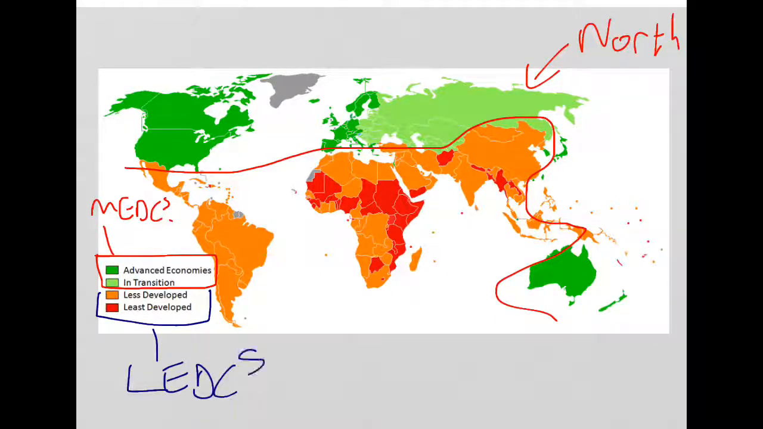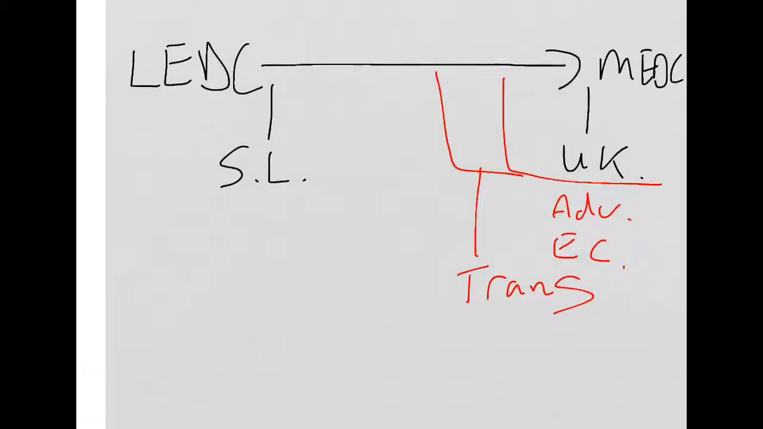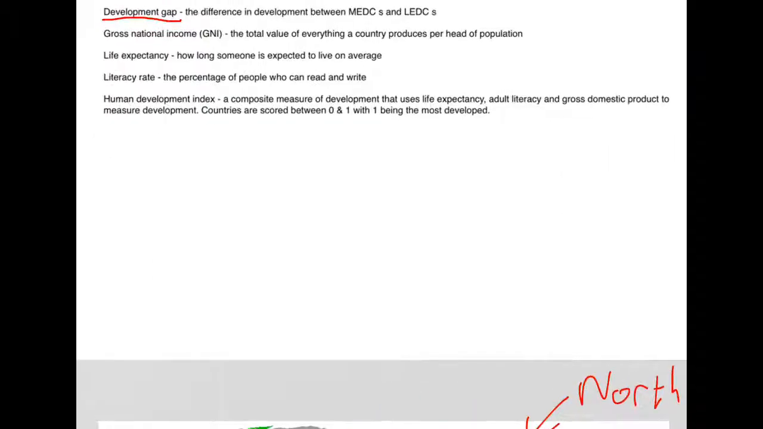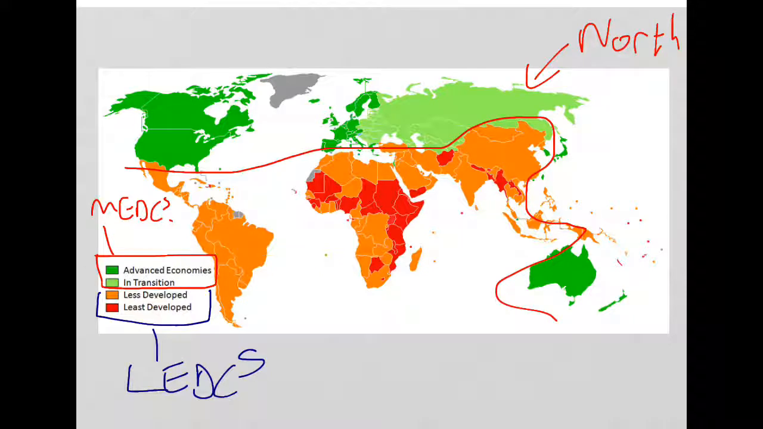As we come down and have a look, less developed and least developed, these will be certainly our LEDCs. So the less developed will be in here, and then the bottom group will be our least developed countries. And you can see that most of these occur in the southern part of the world, or the southern hemisphere at least. Most of the least developed are in sub-Saharan Africa. You can see examples of these countries here.